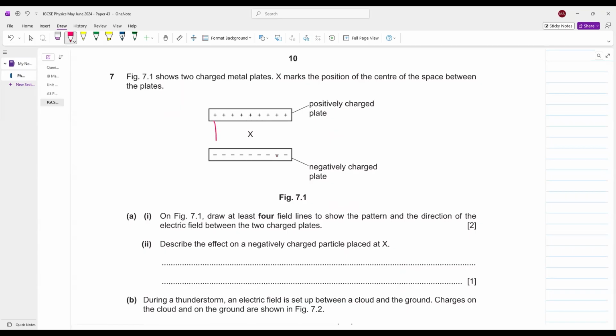Between parallel plates, what kind of field lines are always formed? If you have a parallel plate, how will your field lines look? Straight lines emerging from the positive, going into the negative like this. How many lines do we have to draw? 4. How many marks for that? 2. Let's quickly do that. From positive to negative.